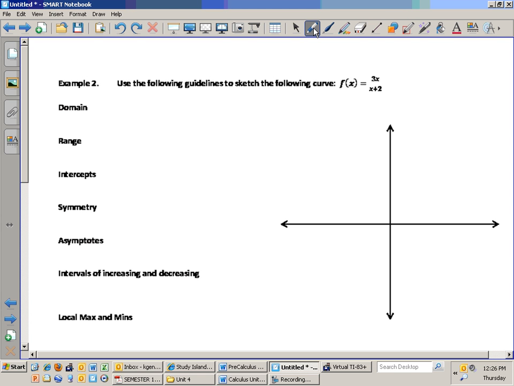Okay, domain. Somebody tell me. Very good. X not equal to -2. Range, we'll check it out in a little bit.